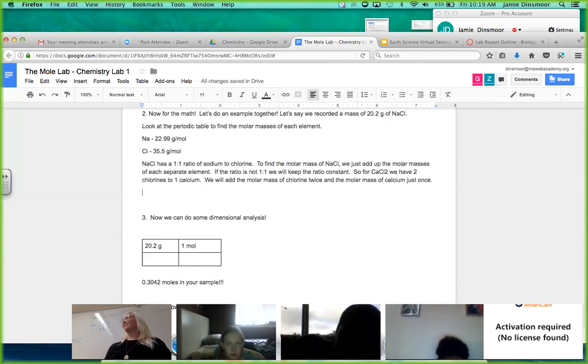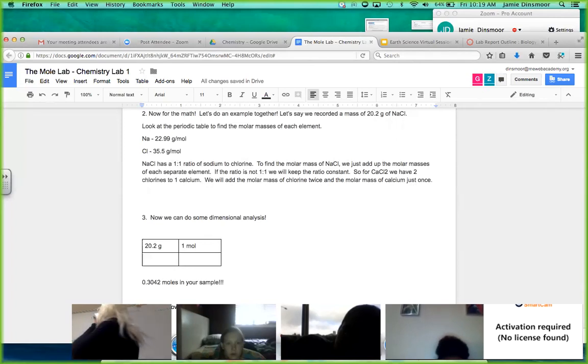We add them, right? It's actually that simple. So we're going to add those two together to get the mass of sodium chloride. Now, let me ask you this. What if this couldn't exist, because it's not possible, but what if we had 3 sodiums and 1 chloride together?